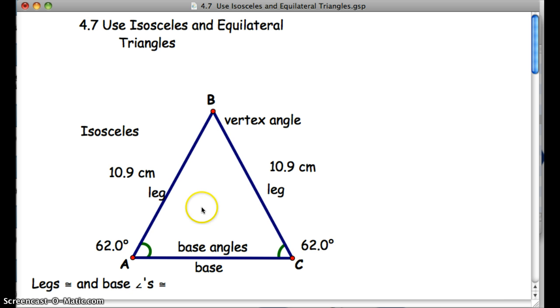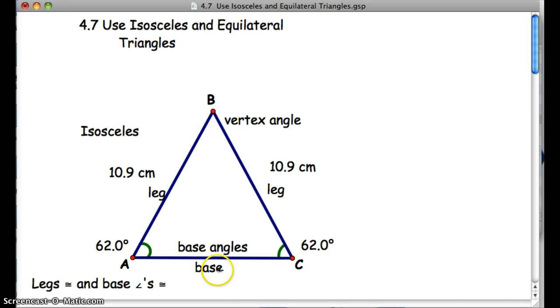Now the other thing we have is your base. Your base is the non-congruent side. Now, is it possible for all three sides to be congruent within your isosceles triangle? Yes, the answer is yes. If you have an equilateral triangle, all three sides are congruent, and equilateral triangles are by definition isosceles triangles as well. It's just that the other way, isosceles triangles are not always equilateral triangles.